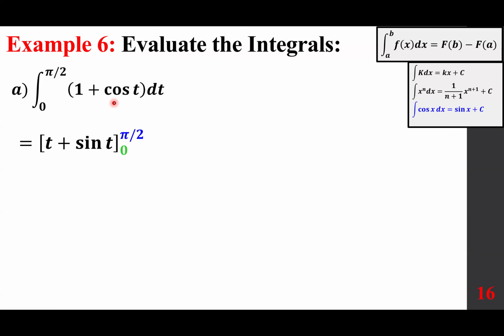We are going to plug in π/2. That means π/2 plus sine of π/2. And then we plug in 0, minus 0 plus sine 0. Obviously, sine of 0 is 0, so this entire thing is 0. Sine of π/2 is 1, so you get simply π/2 plus 1. And you want to keep it that way because this is an exact answer, everybody.